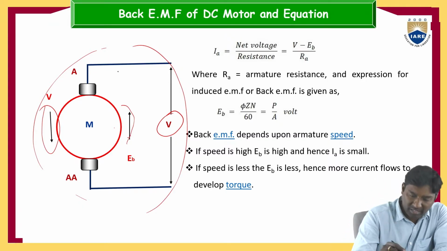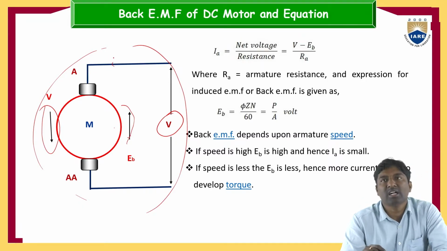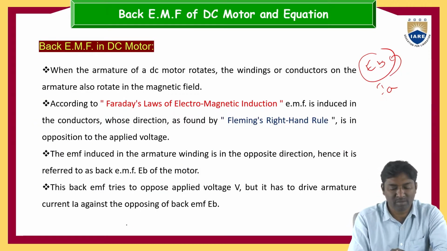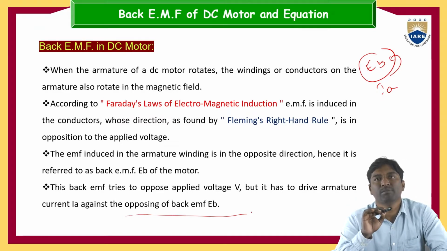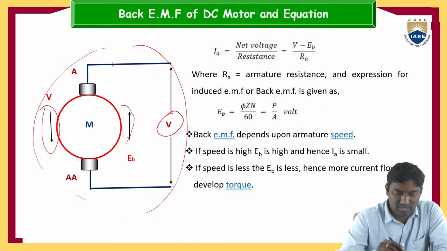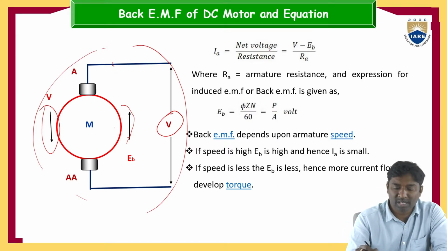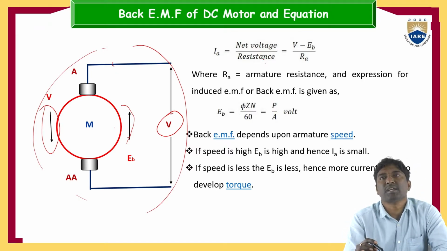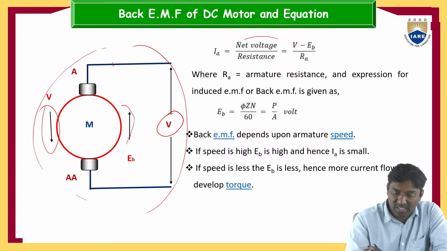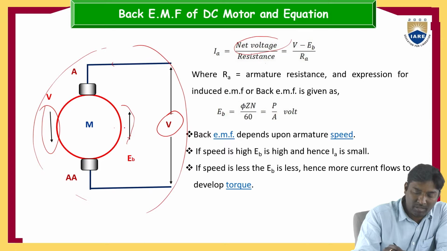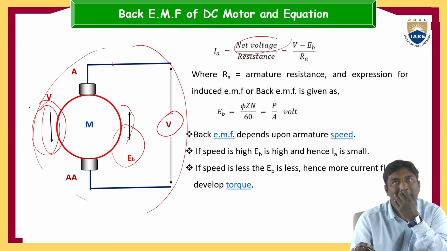So I get the current here, and that current flows against this back EMF EB. So this armature current IA is equal to net voltage by resistance. That net voltage is nothing but the difference between the supply voltage V across the armature winding and the induced EMF EB.